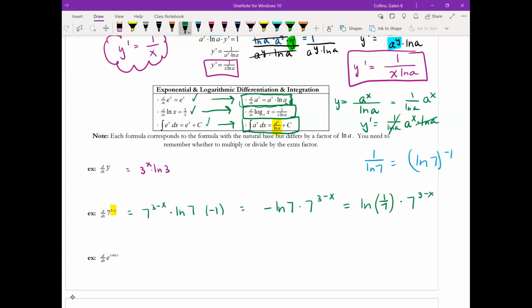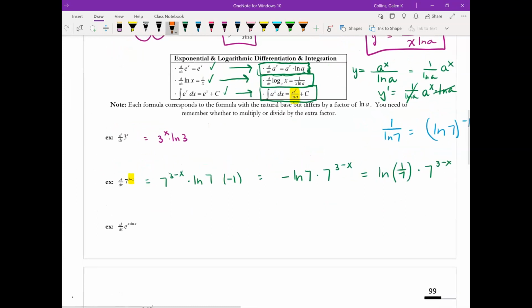All right, this last example is really just an extension of any chain rule example. We didn't need this lesson. Sorry, that's my cat in the background meowing at me. We could have done this one back in Unit 2.